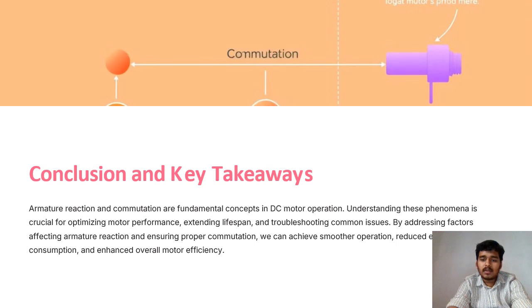We can achieve smoother operation, reduced energy consumption, and enhanced overall motor efficiency. So these are the conclusion and key takeaways of the DC motor commutation process and brush contacts. In this way we can extend the lifespan of a DC motor by arranging it properly and operating it smoothly. In future enhancement, it can be increased with different types of functions and upgraded versions.